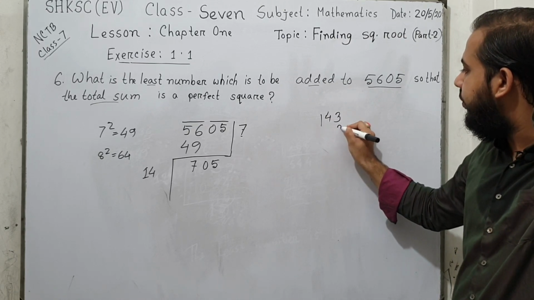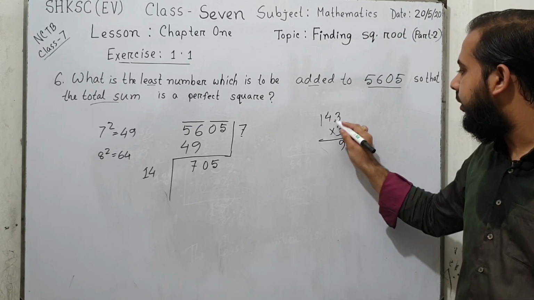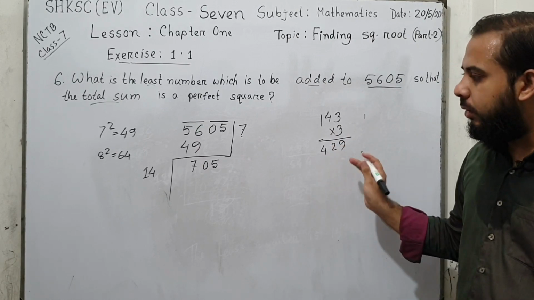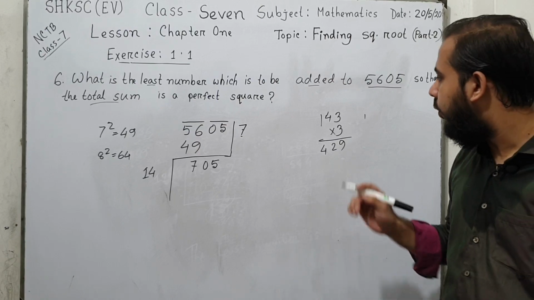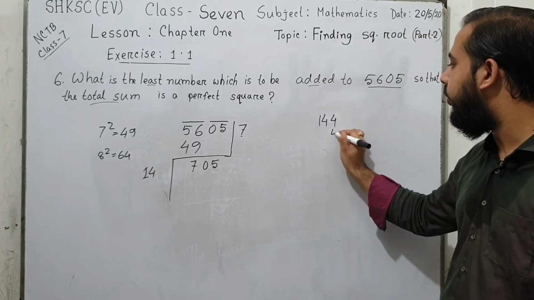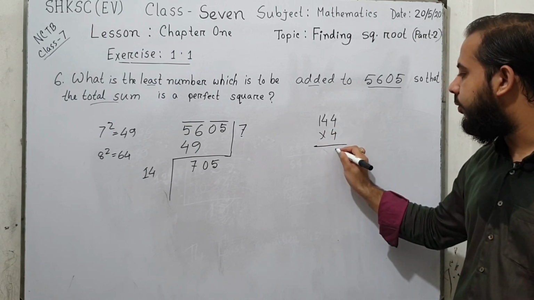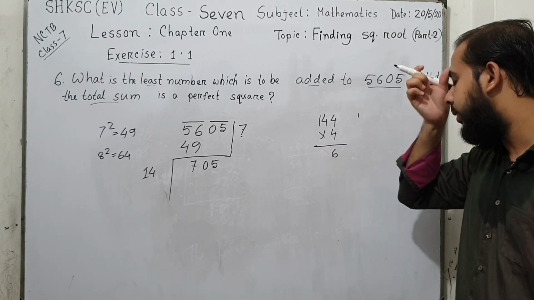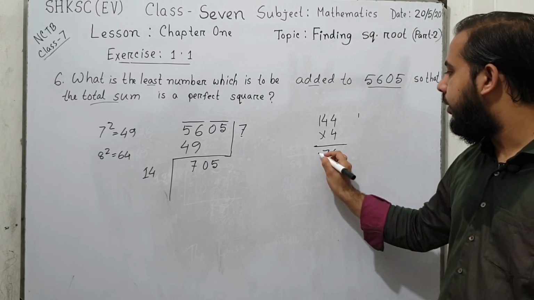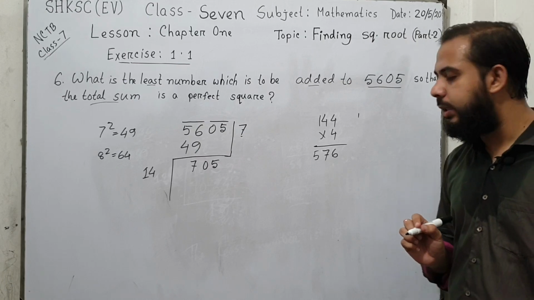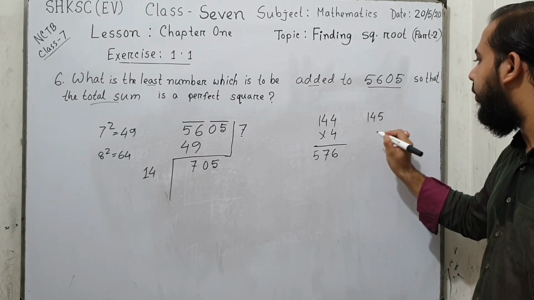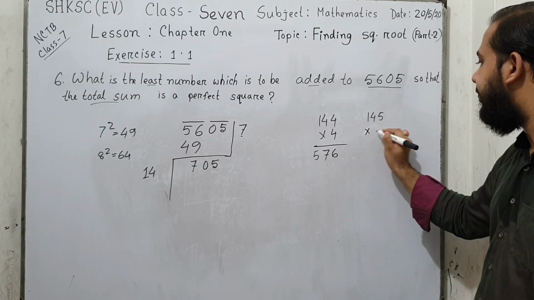143 times 3, which is 3 times 3 is 9, 3 times 4 is 12, in hand 1, 3 ones are 3 plus 1, 4. So which is not closest, but if we try 4, now we get 144 times 4, which is 4 times 4 is 16, in hand 1, 4 times 4 is 16 plus 1, 17, in hand 1, 4 times 1 is 4 plus 1, 5, 576.